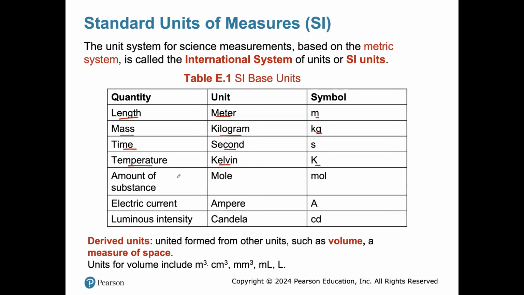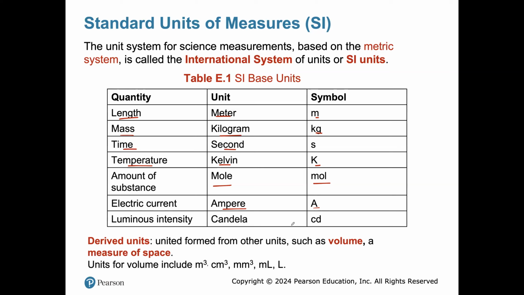We will also introduce a definition of mole later on in the semester. Mole indicates the amount of a substance, which is represented as mol. And for electrical current, we use the ampere, which is A. So those are the typical base units for different types of measurement in the SI units. And we'll talk about derived units, but that's based on the basic units.